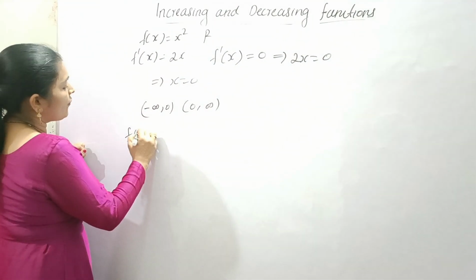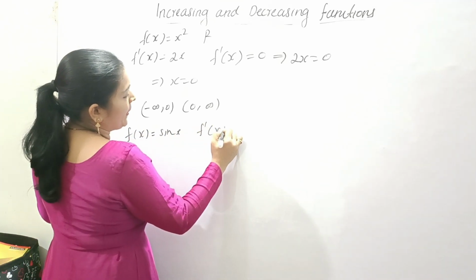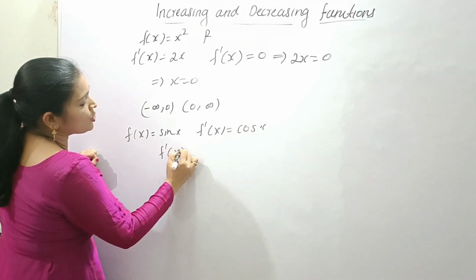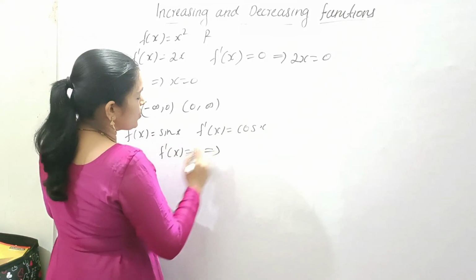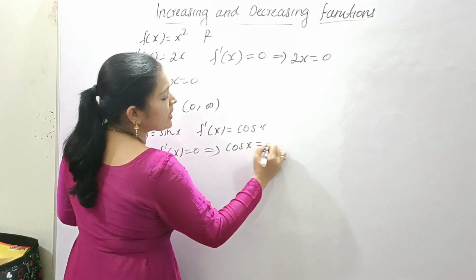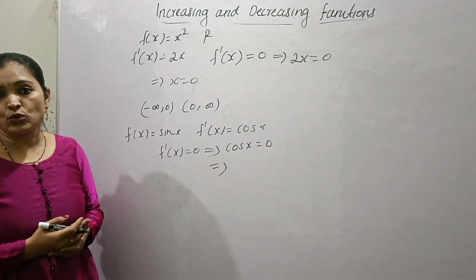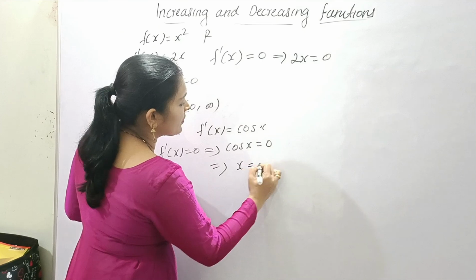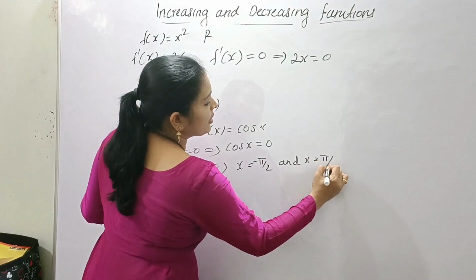Here f(x) = sin x. What is f'(x)? That is cos x, right? The next step is f'(x) = 0, which means finding the critical values. So cos x = 0. When is cos x zero? cos(π/2) and cos(-π/2) are 0, right? So x = -π/2 and x = π/2.